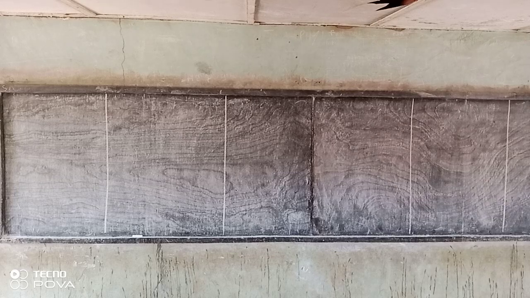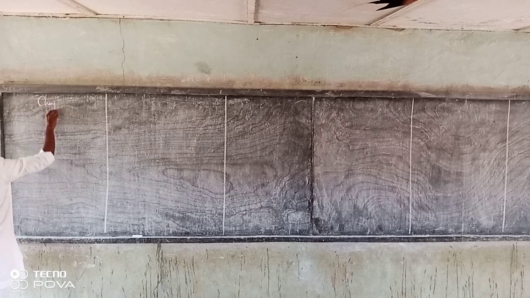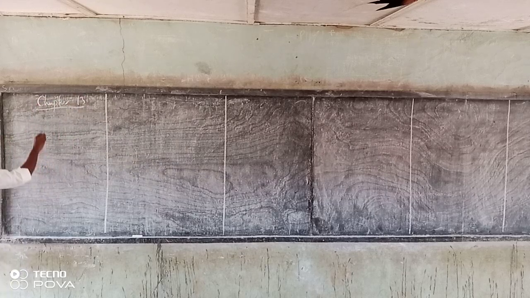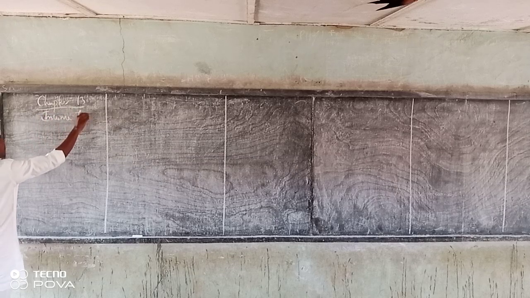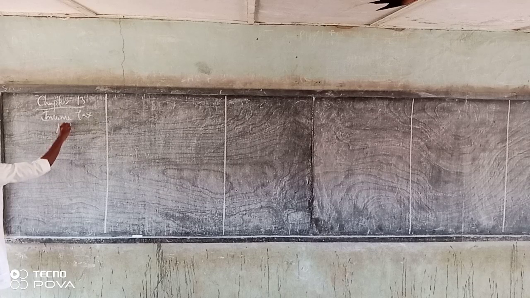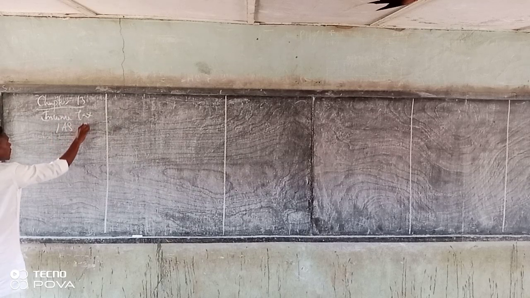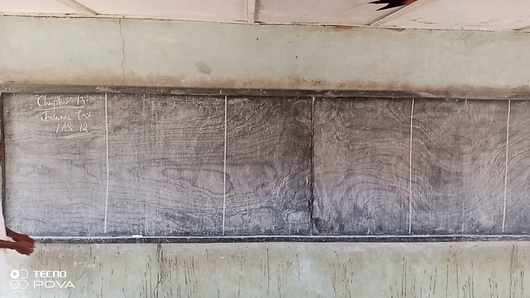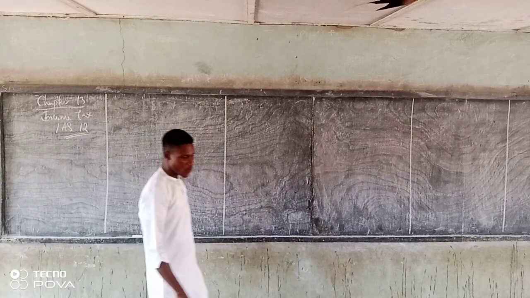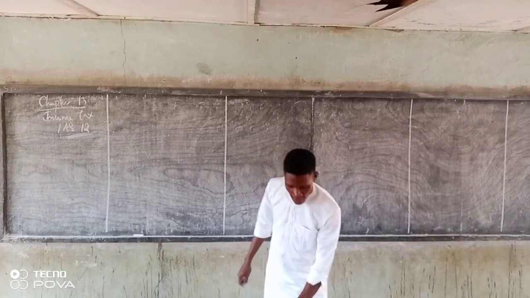So we are starting from chapter 13, the income tax. Good afternoon. So we are coming from chapter 13. That's the income tax, IAS 12. So we are looking at IAS 12, income tax.